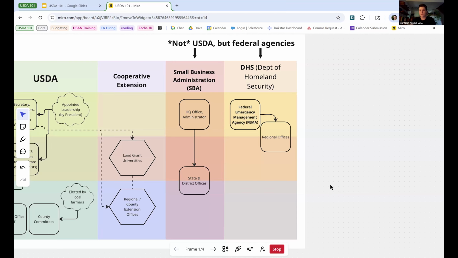And they have in the past, their lending is focused towards small businesses. Those small businesses could be farm-related businesses, like a farmer's market, and contract poultry growers have also used SBA loans in the past.